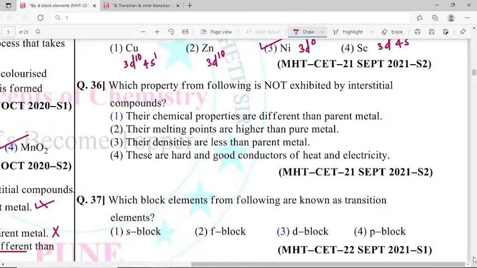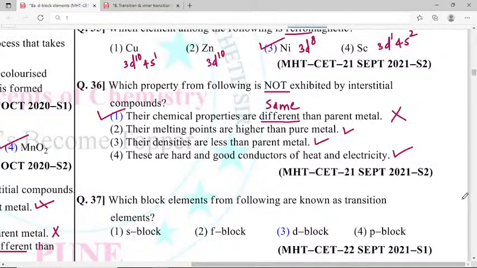Which property from the following is not exhibited by interstitial compound? Their chemical properties are different. No, this is chemical property, it should be the same, so this is not correct. Their melting points are higher than pure metal. Correct. Their densities are less than parent metal. Yes, it is correct. These are hard and good conductors of heat and electricity. Correct. So the first answer, their chemical properties are different than parent atom, is not different, this should be same.